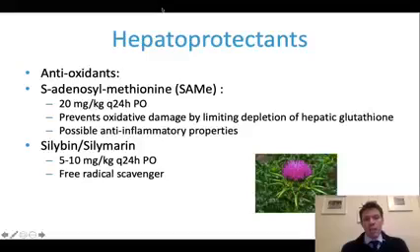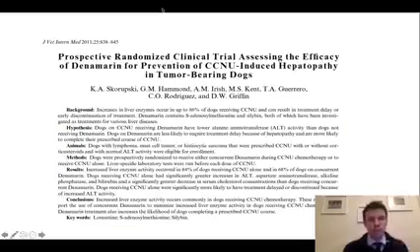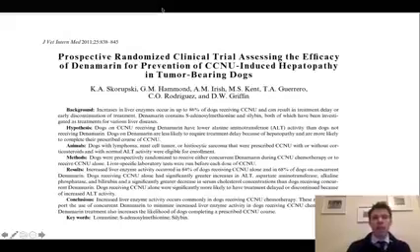Silibin is the active ingredient from milk thistle and is a good free radical scavenger, so again will help us with its antioxidant effects in trying to limit hepatic damage from some of these recognised hepatotoxins. Well, that's the paper that I mentioned advocating the use of denamarin to reduce lomustine-induced hepatopathy.